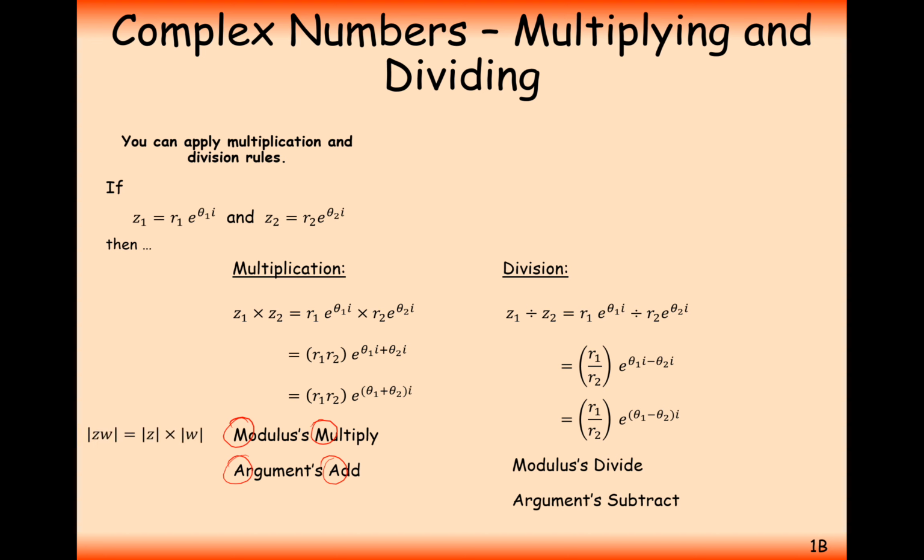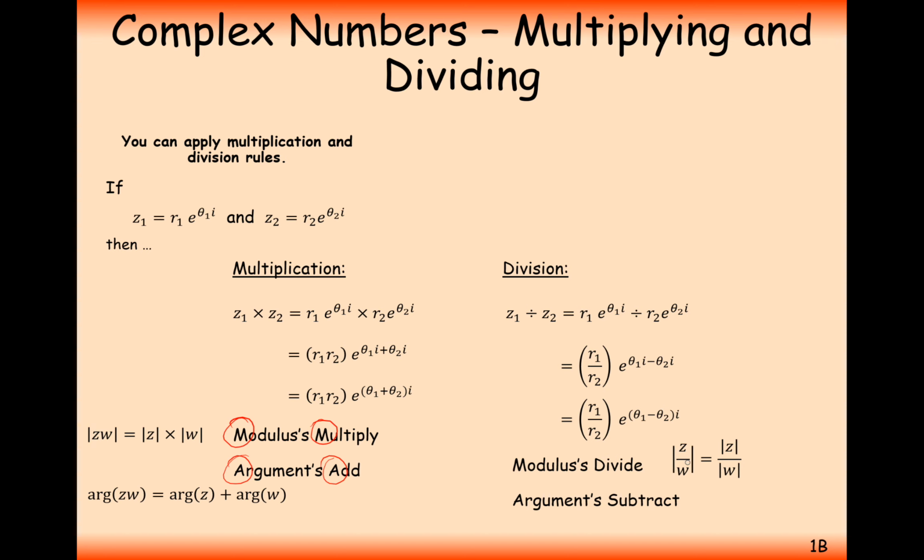And you might see the rules written like this. If you've got the modulus of ZW, then that's equal to the modulus of Z times the modulus of W. That's exactly what we're saying in this rule here. The moduluses multiply. If you want to find the modulus of ZW, just multiply the individual moduluses. And the same for the arguments. If you want to find the argument of ZW, then just add the two separate arguments and you'll get your answer for the argument of ZW.